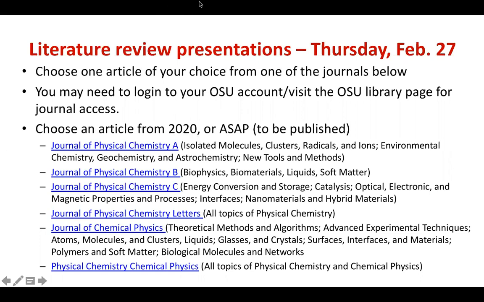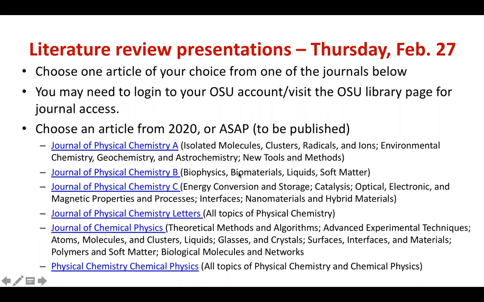Some of the chemistry journals that are relatively popular and worth checking out would be the Journal of Physical Chemistry A, B, and C, Journal of Physical Chemistry Letters, Journal of Chemical Physics, and Physical Chemistry Chemical Physics. The Journal of Physical Chemistry A deals with isolated molecules, clusters, radicals, and ions, environmental chemistry, geochemistry, astrochemistry, new tools and methods. I think you'll find most of the articles in A a little bit more approachable than some of those in B and C.